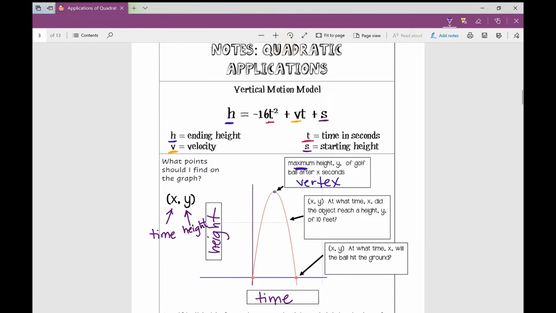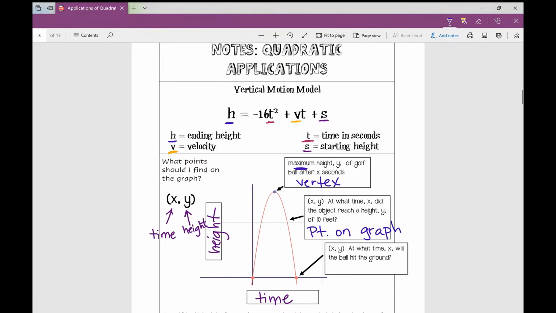And then I just have an ordered pair written here. It says, at what time x did the object reach a height of 10 feet? So that's just a random point on the graph. If you're asked something like that, you're just looking for a point on the graph. What is x when y is this? What is y when x is this?